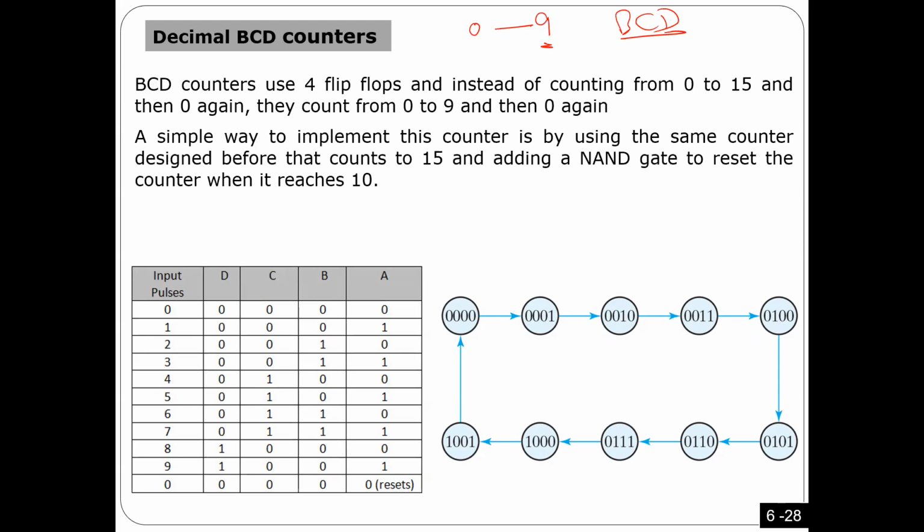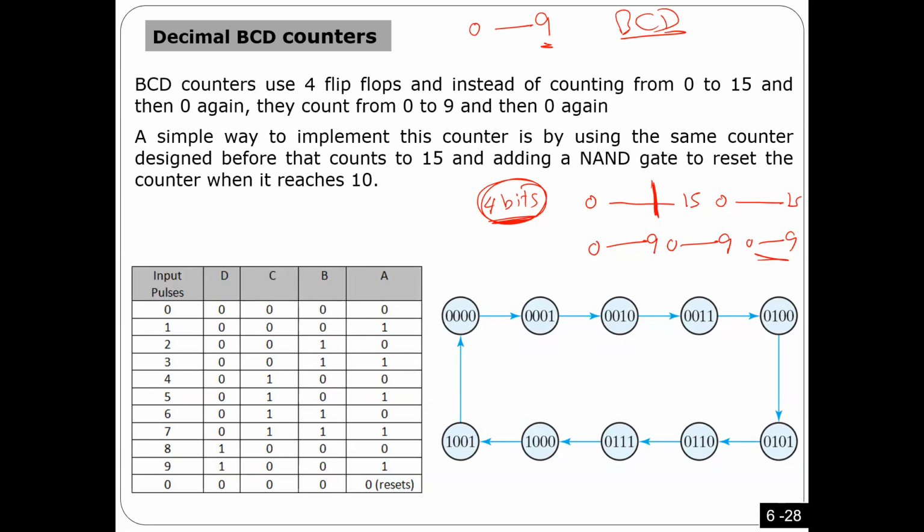Now, if I want to use this counter, I need to use 4 bits. However, what we did before, if I use 4 bits, it should count from 0 until 15, and then 0 to 15, and so on. But I want to count BCD. What does it mean? It means I still need 4 bits, but I have to cut at 9. So it has to count from 0 to 9, and then 0 to 9, and then 0 to 9. So I'm going to use 4 bits, but I'm not going to count from 0 to 15. No, 0 to 9, and then 0 to 9, and so on.